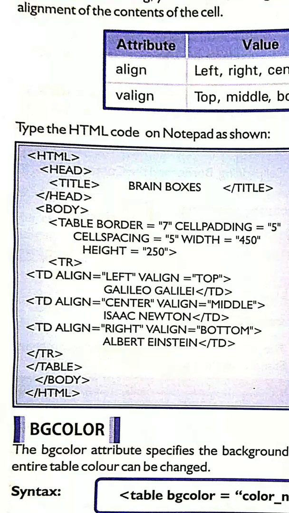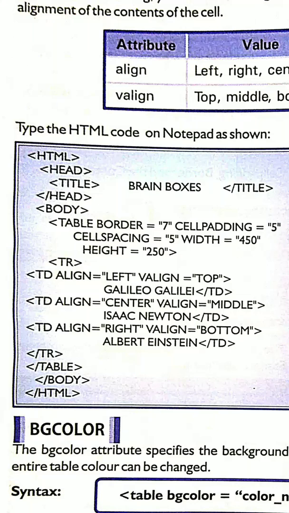And you can see the TD align is left. TD is the tag and the alignment is left, and valign is equal to top. Valign means vertical align. So vertically it is going to align at the top of the cell. In the next cell, align is center and valign is middle, so it is going to keep the text Isaac Newton in the center of the cell as well as vertically aligned in the middle.